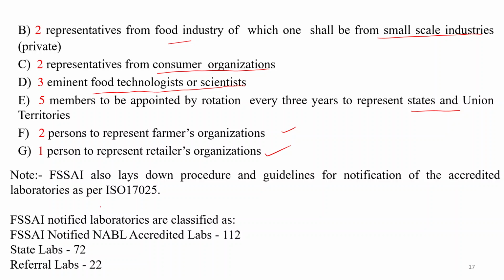Now just to tell you that the FSSAI also lays down procedure and guidelines for notification of accredited lab as per ISO 17025. FSSAI notified laboratories are classified as FSSAI notified and NABL accredited labs. There are 112 in India, state labs 72 and referral labs 22. So this is also one of the statutory powers of FSSAI, and there are currently 22 referral labs that have been notified by FSSAI.